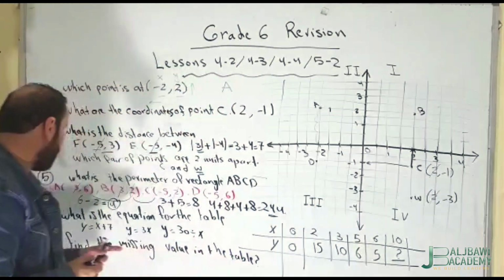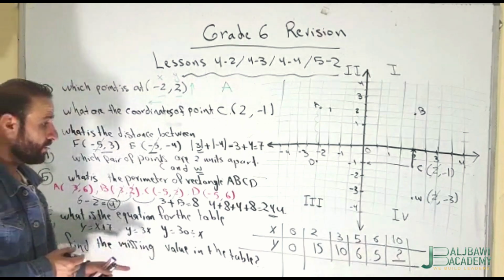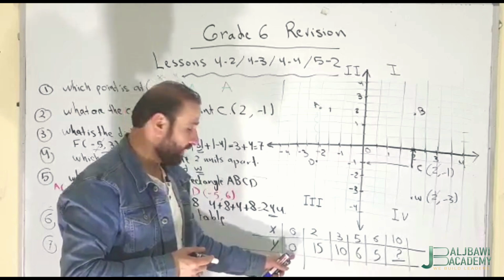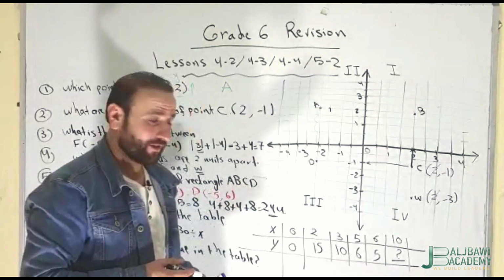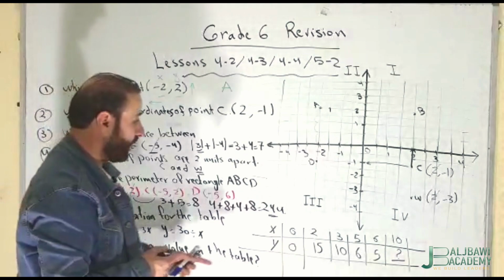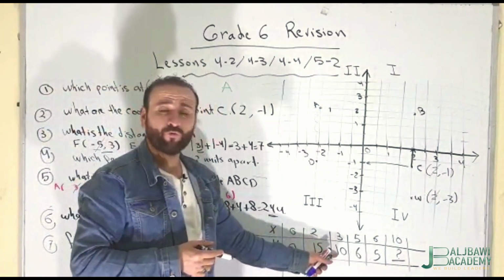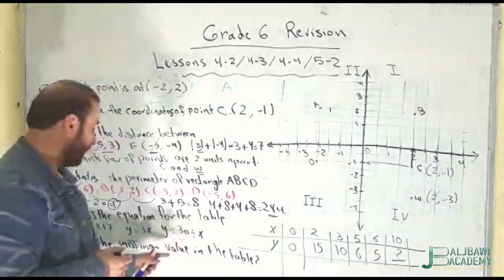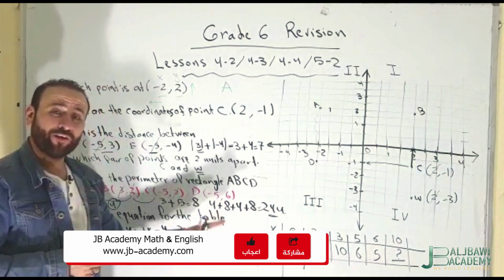Now I look at the equations. The first equation, y equals x plus 7. So 0 plus 7 equals 7. But here the y value is 0, so this equation doesn't work. Now we go to the other equation, y equals 3x. I take any value of x, 3. 3 multiplied by 3 equals 9, but the value of y is 10. So it doesn't work. Now the third equation, y equals 30 divided by x. So I divide 30 by each value of x to see.